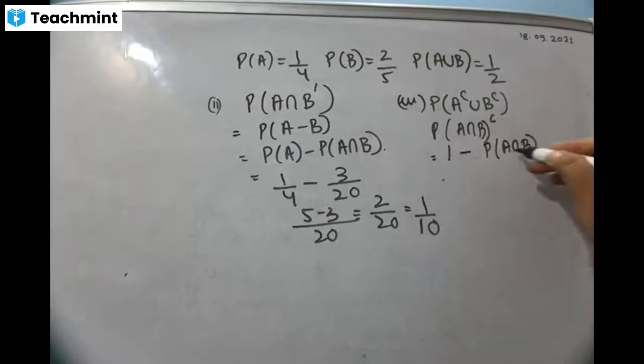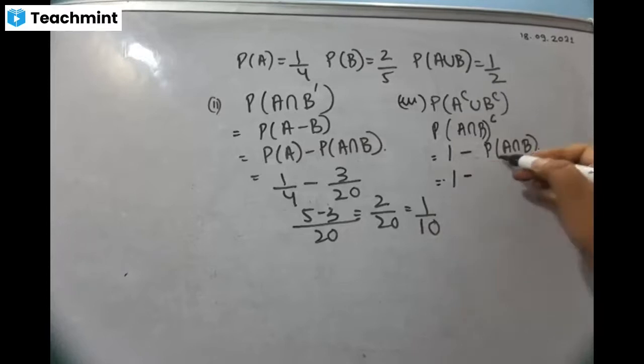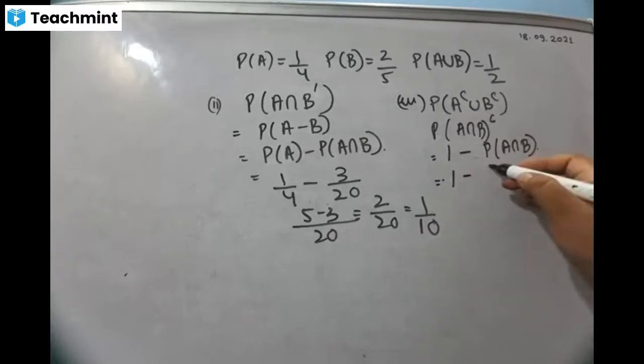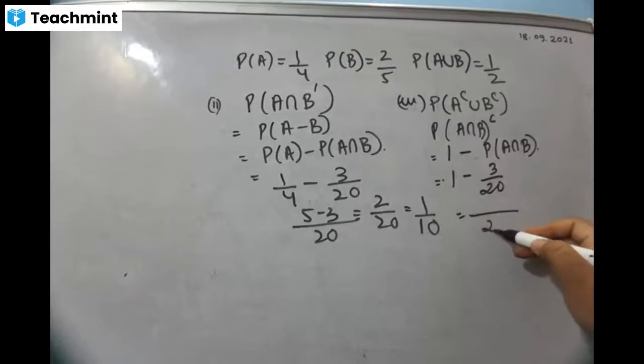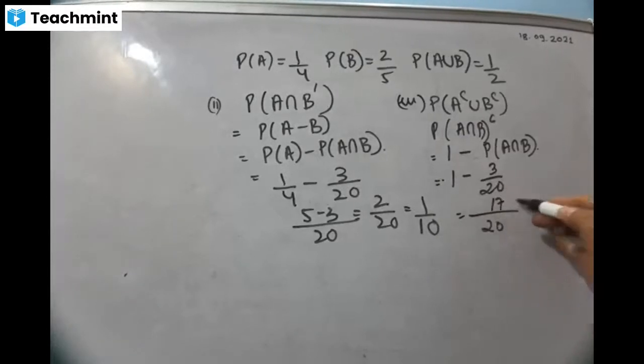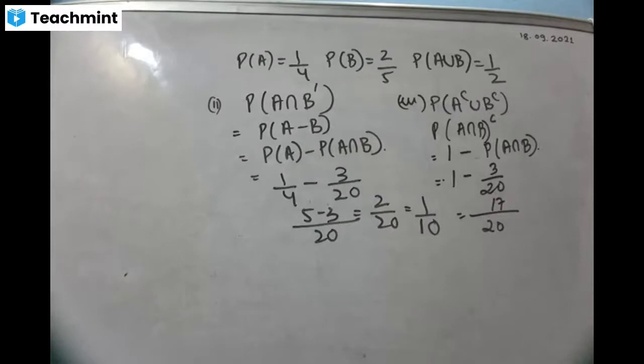So I have already explained this. Okay, so 1 minus, what is probability of A intersection B? We already got that. What was that? 3 by 20. So LCM is 20. So 20 minus 3 is 17 by 20. So this is how you do it. So please take a screenshot of this. This is the first type of the question. Second type is very easy.